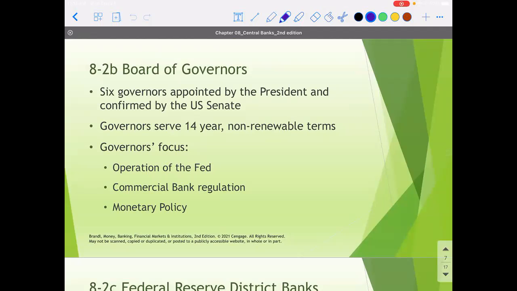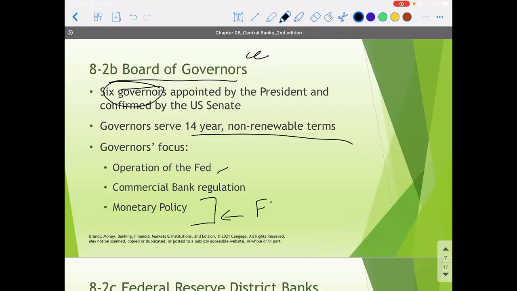Now, let's talk about the Board of Governors. In the Board of Governors, you've got 6 governors. They serve incredibly long time periods, 14 years. They are completely insulated from the political process. And they basically serve to manage the districts within the central bank. They operate the Fed, and they importantly control the money supply by their presence on the FOMC.